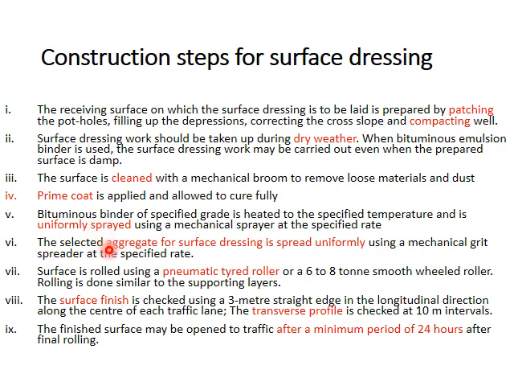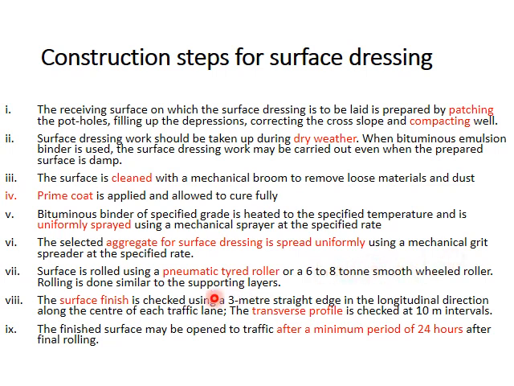Then the aggregate for surface course is spread uniformly using a mechanical spreader, and then the aggregate layer is rolled using a pneumatic tired roller or a smooth wheel roller, weighing 6 to 8 tons.